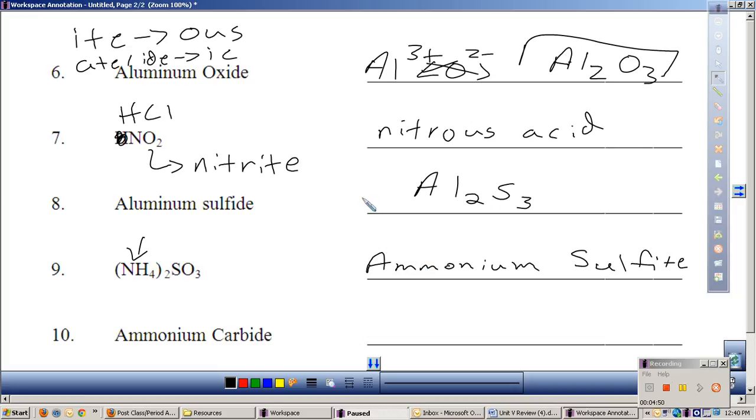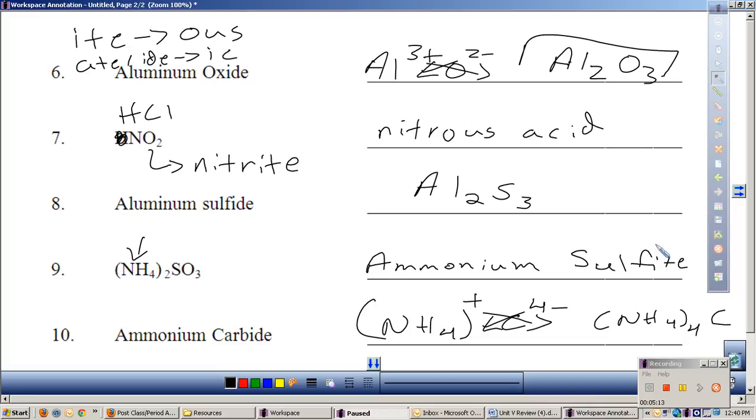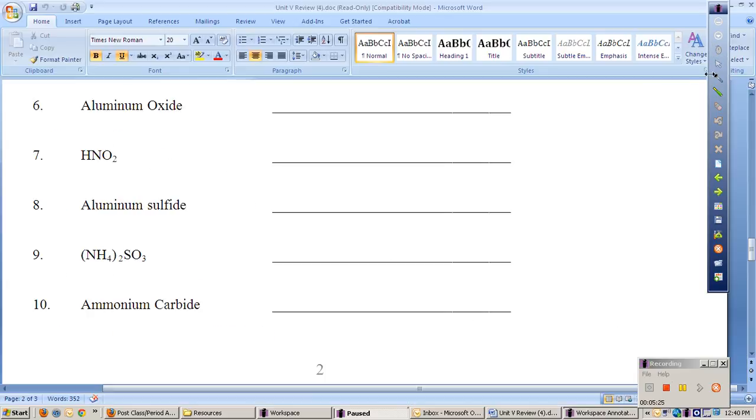Okay? Ammonium carbide. That would be NH4 in parentheses, this is a plus, and carbide is a 4 minus. So you crisscross, and this becomes (NH4)4C. That 4 is attached to the NH4. It's bonded to that. It wants it there. Any questions so far? Alright, good to go. Let's look at the last little bit.